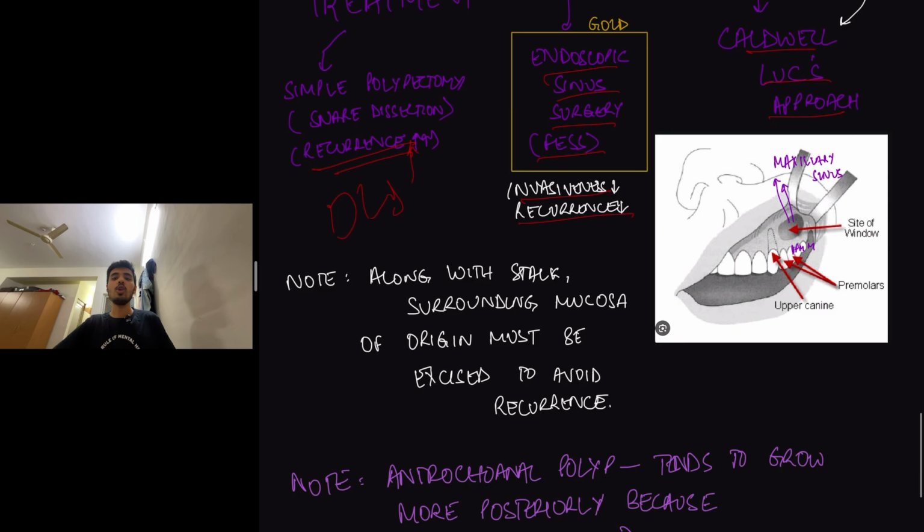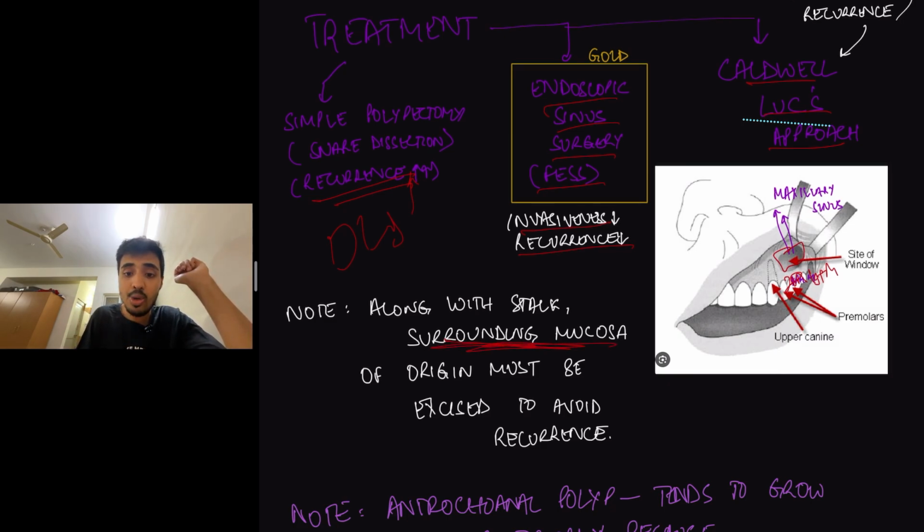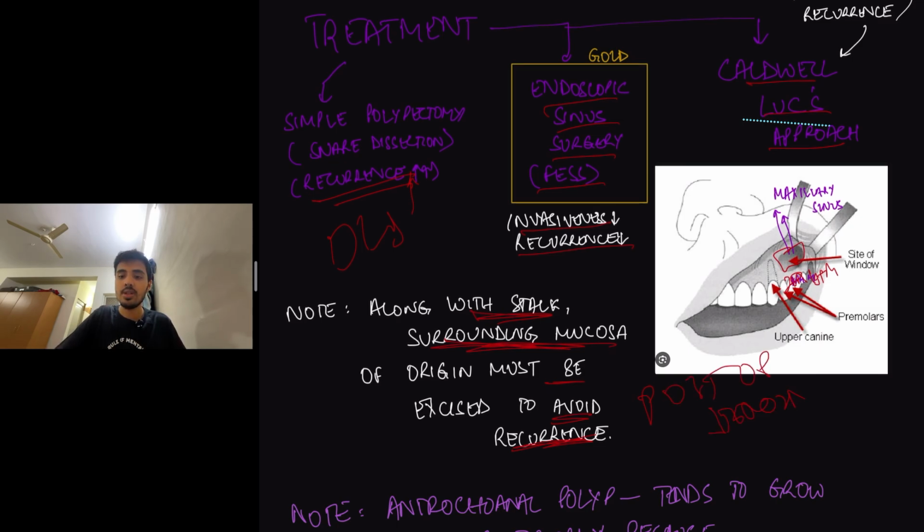We make a window in the anterior wall of the maxillary sinus. Above the second premolar and the first molar, if we make a window, it enters into the maxillary sinus. Through that we enter the maxillary sinus and cut the polyp. And remember, whenever you excise a polyp, you have to always remove the surrounding mucosa along with the stalk, to avoid recurrence. And give post-op steroids also to reduce recurrence.